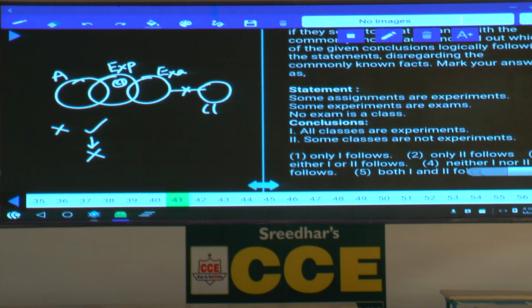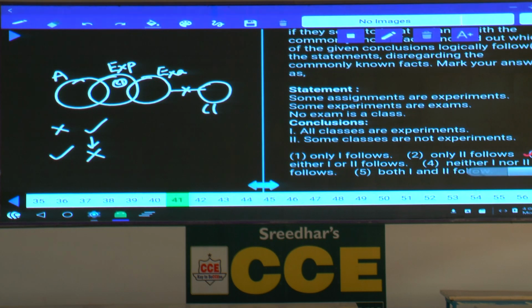Then tell me, after making the previous conclusion false, we need to check whether the first conclusion is true or not. What is the first one? All classes are experiments. Now it is true or not? Now it has become true. Then what is your answer here? When the first one is true, second is false; second is true, first is false. Hence between these two, only one must follow. Hence either 1 or 2, choice 3 is the answer. Clear now? Hence what is your answer? Choice 3, either 1 or 2.